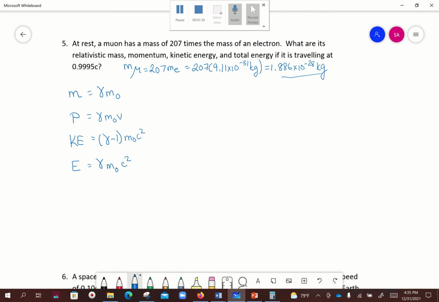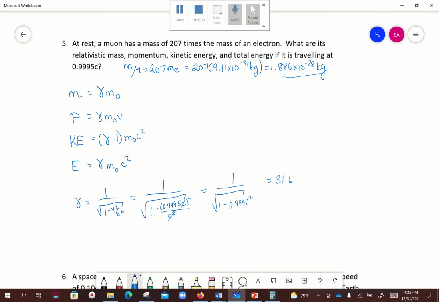All right, so what is this gamma? Well, gamma is that term that we were using in all the previous equations, 1 over the square root of 1 minus v squared over c squared. And we can put in our number for v to give us what gamma is going to be, and then we can take our gamma and plug it back into all those equations. So 0.9995 c squared over c squared. So again, c's cancel out. I get 1 over the square root of 1 minus 0.9995 squared, and I get 31.6.